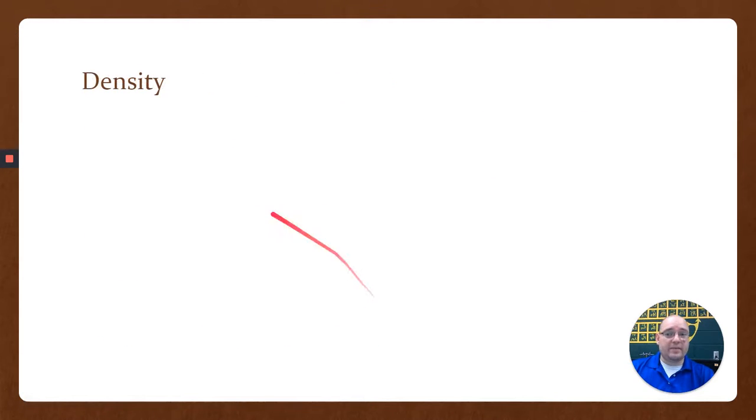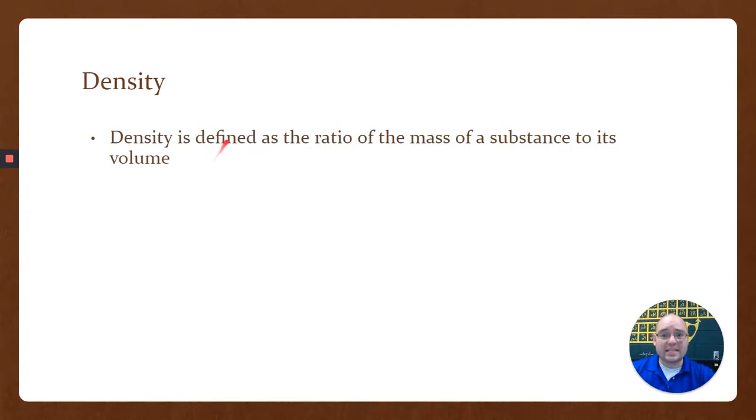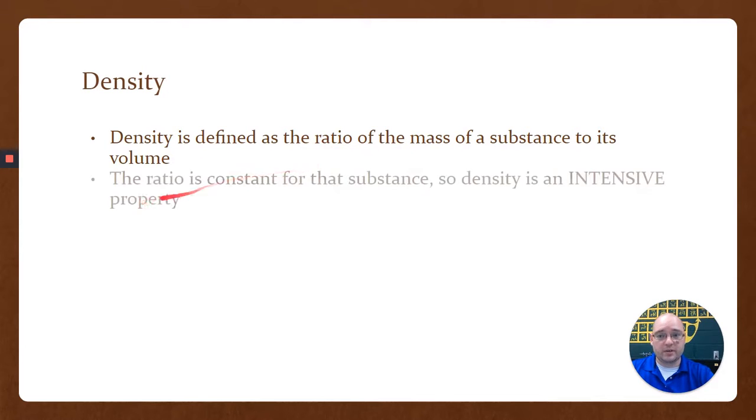So a very, very important physical property that we're going to talk about a lot, and you're actually going to be doing a lab with it later this week, is density. Density is defined as the ratio of the mass of a substance to its volume. We talked about density a little bit in an earlier lesson, but we're going to get into it a little bit more now. So the mass of a substance to its volume, it's a ratio. A ratio means a fraction, right? So that ratio is constant for a substance. So density is an intensive property.